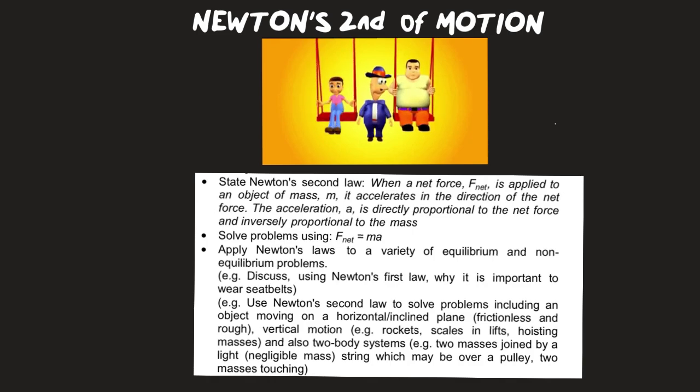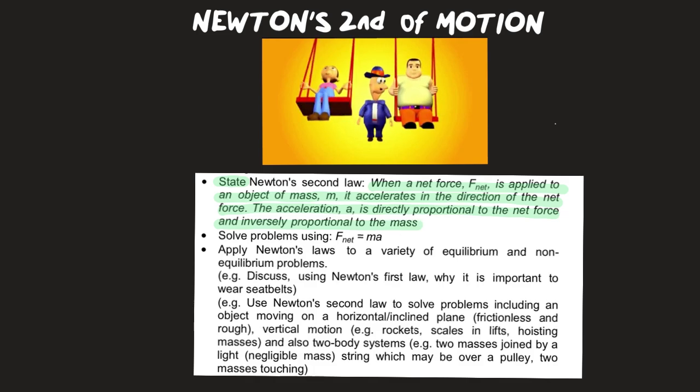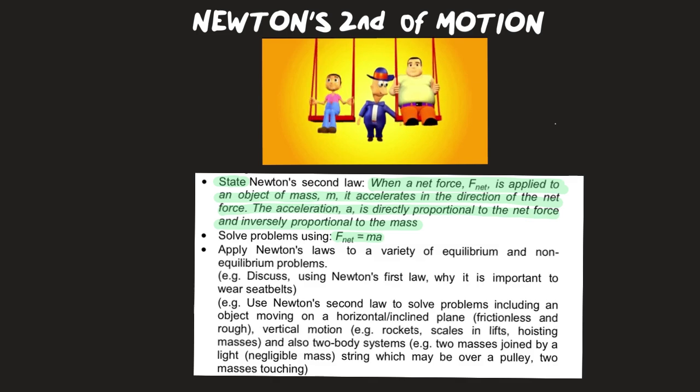Now, the first thing that you need to be able to do is state the law. When a net force is applied to an object of mass m, it accelerates in the direction of the net force. The acceleration a is directly proportional to the net force and inversely proportional to the mass. You must know that definition off by heart, word for word, so there's no negotiation with that. That gives rise to the formula F is equal to ma, which we're going to look at now.